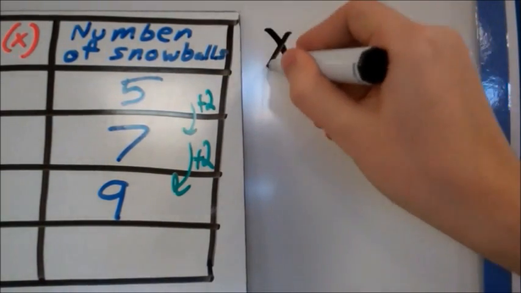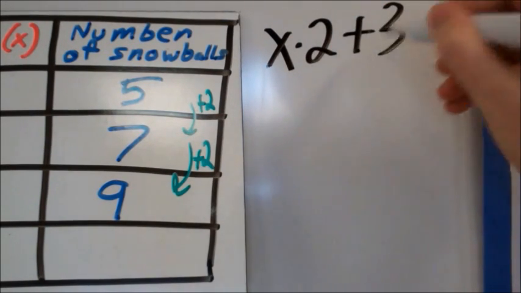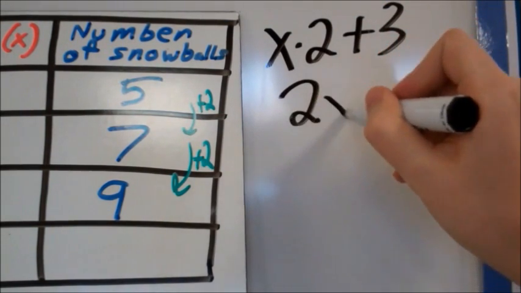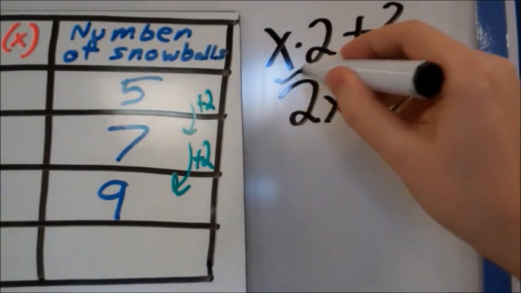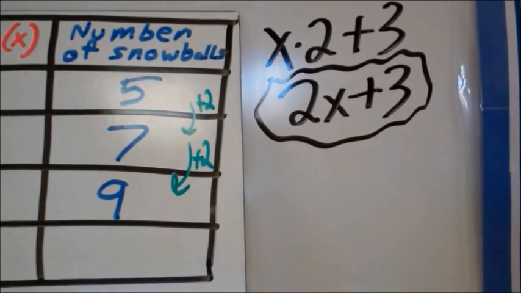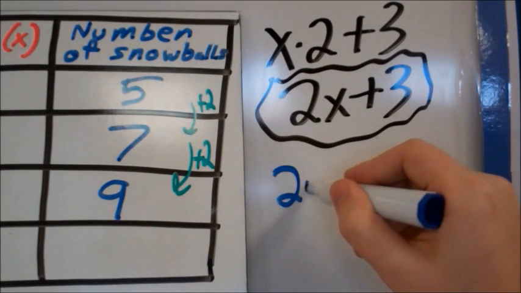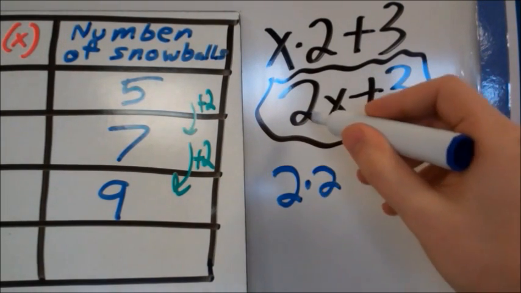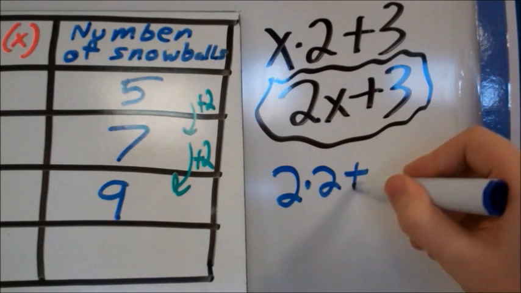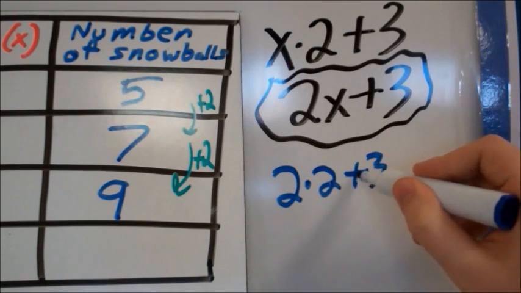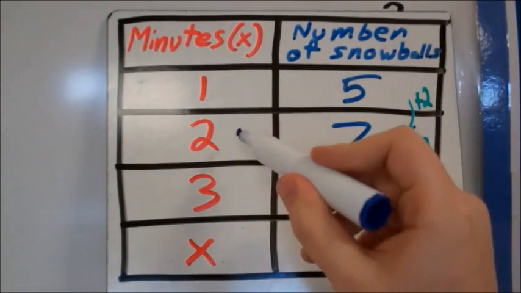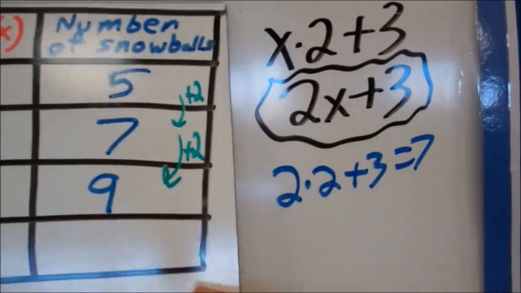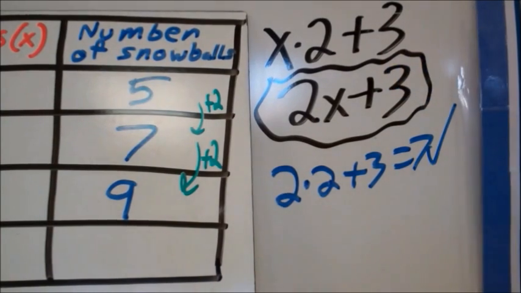So we'll have x times 2 plus 3. Another way to write x times 2 is 2x plus 3. Let's see if this works for everything else. So we have 2 minutes times 2. We plugged in 2 for x here, plus 3. 2 times 2 is 4, plus 3 is 7. And if we look back at our chart, we have 2 minutes, 7 snowballs. That one checks out. That gets a check mark.